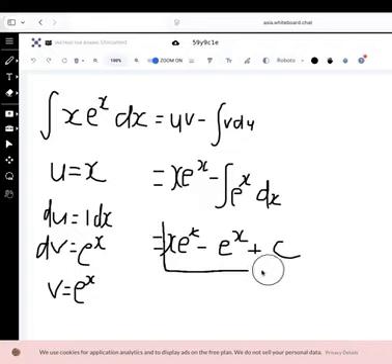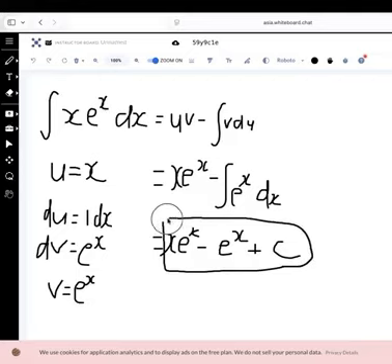Of course, if you want, you can factor e to the x out. Well, I guess this is really up to you. Now let's take a look at a few more examples.